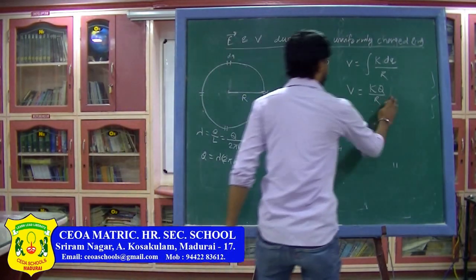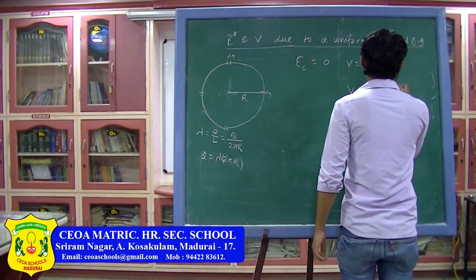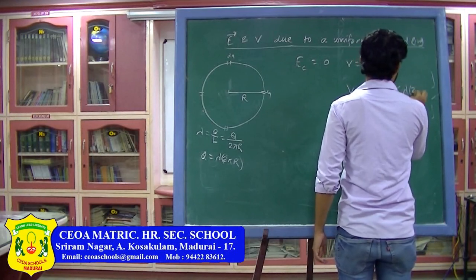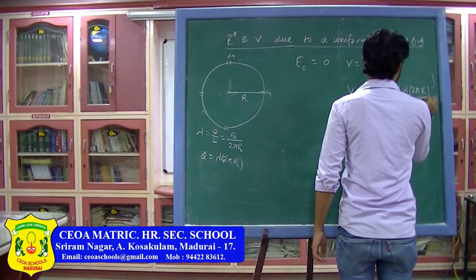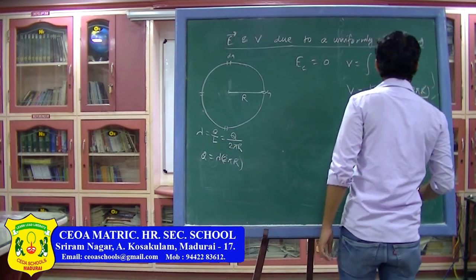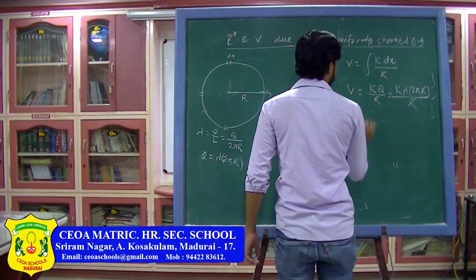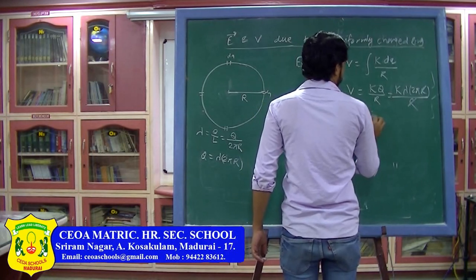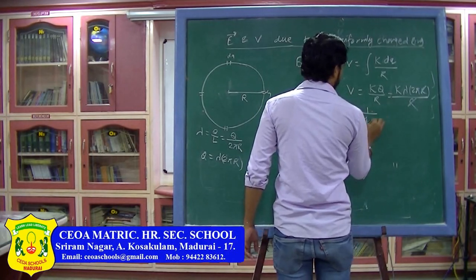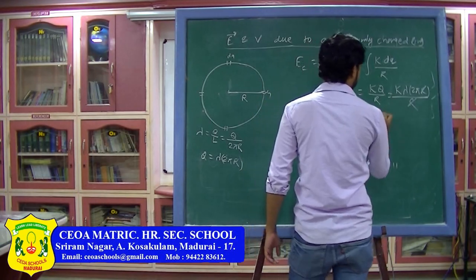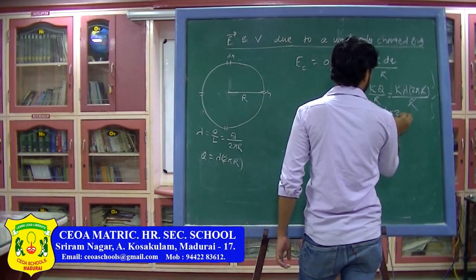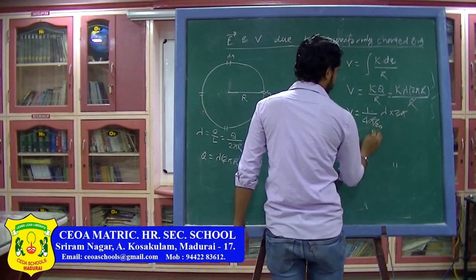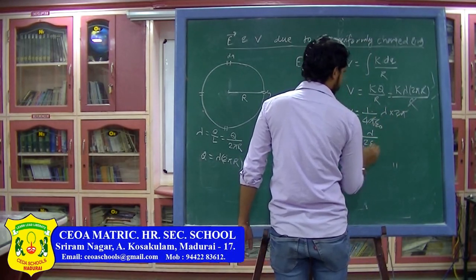So potential can be written as k lambda 2 pi r divided by r. From here r cancels out and this V equals, so I can write this as 1 upon 4 pi epsilon naught, times lambda into 2 pi. So from here 2 pi cancels out. From here the potential will be lambda upon 2 epsilon naught.